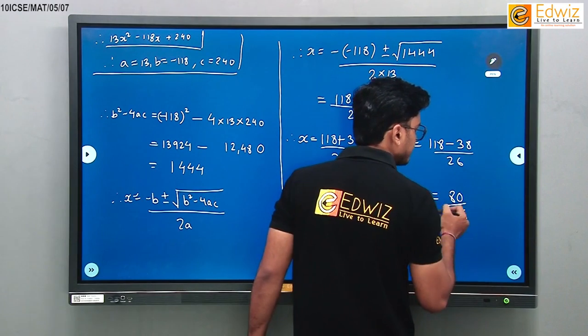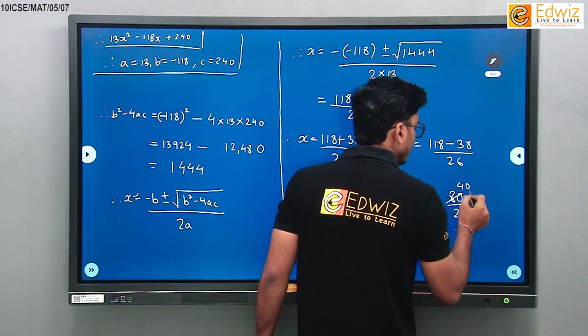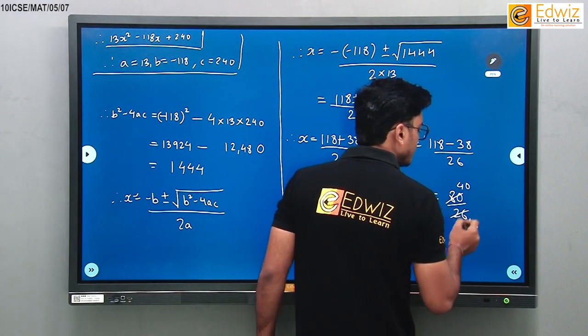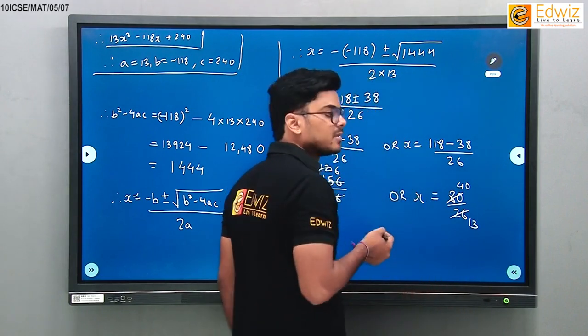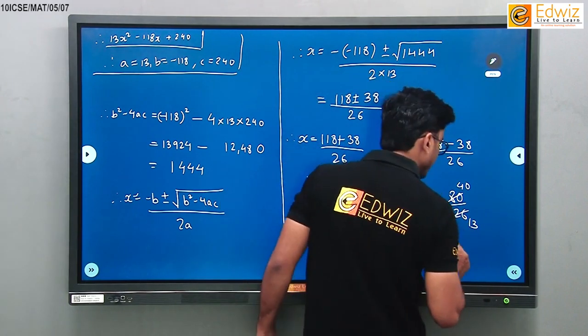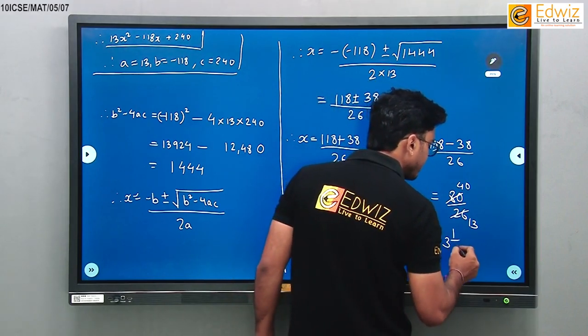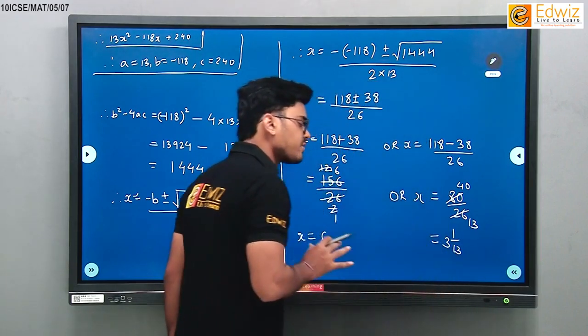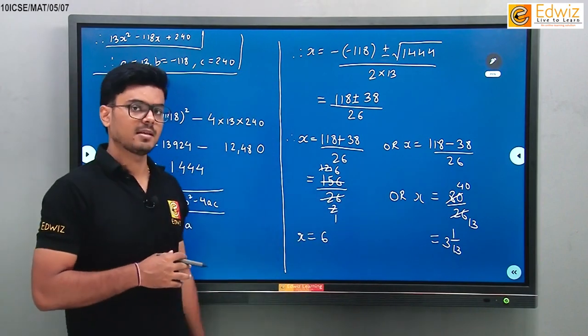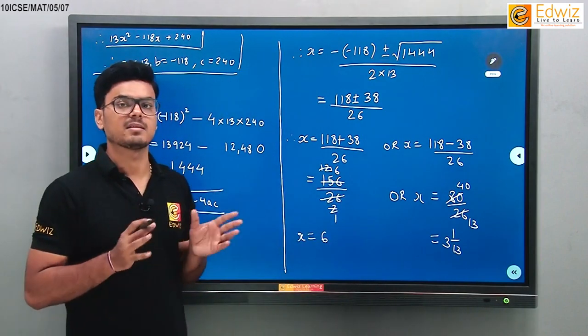Let us start cancelling this out with 2. 2 into 40, 2 into 13. Now we know 40 does not come in 13's table, but 13 3s are 39, 1 will be the remainder divided by 13. So we get a mixed fraction. 3 1 by 13 is the second possible value of x in this equation.